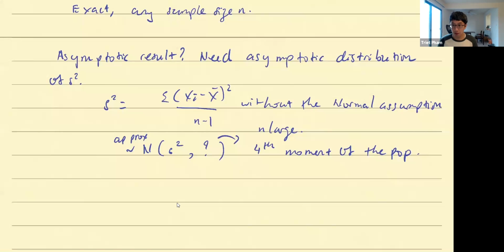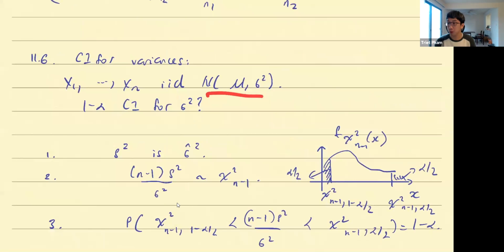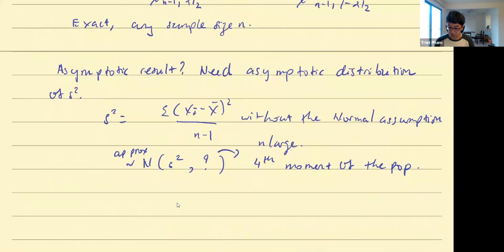All right, so the punchline here is we have to be content with only the normal assumption, exact result here. No asymptotic result, for this class at least, but definitely possible. If you want to look it up, you can work it out yourself. So 11.7, estimation of ratio of variances.